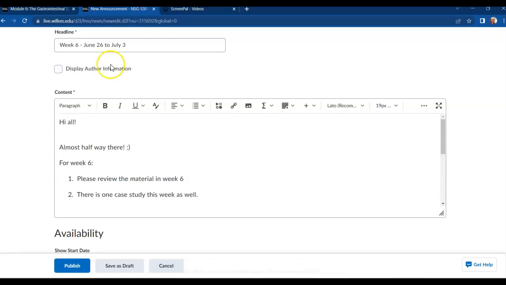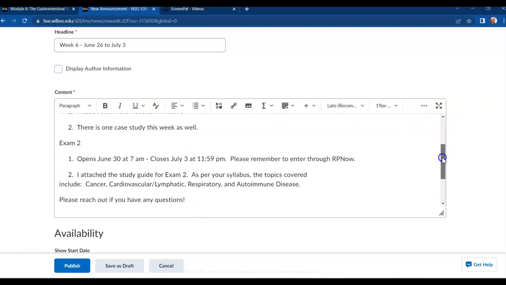For week 6, and I started putting the dates up here because I was getting a little confused. I like having the span of weeks. And of course, I just go Monday to Monday, realize that week 5 ends on the 26th and 6 starts there. It overlaps a little bit. So there you go. Okay. So please review the material. There's one case study this week as well.